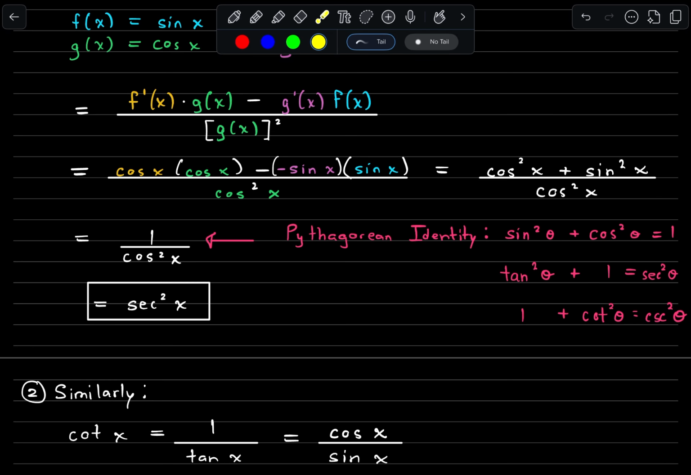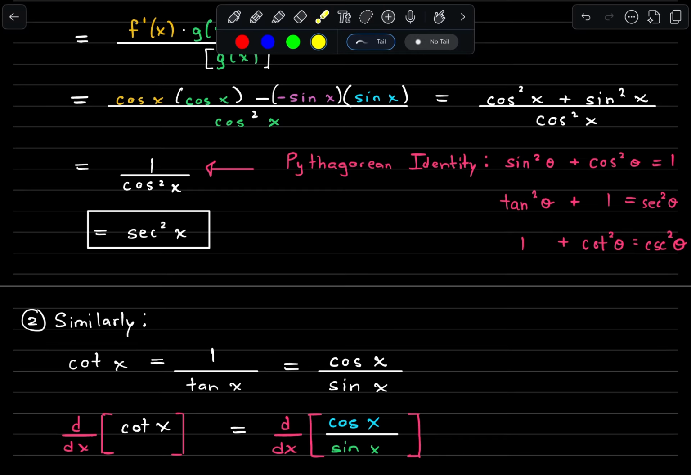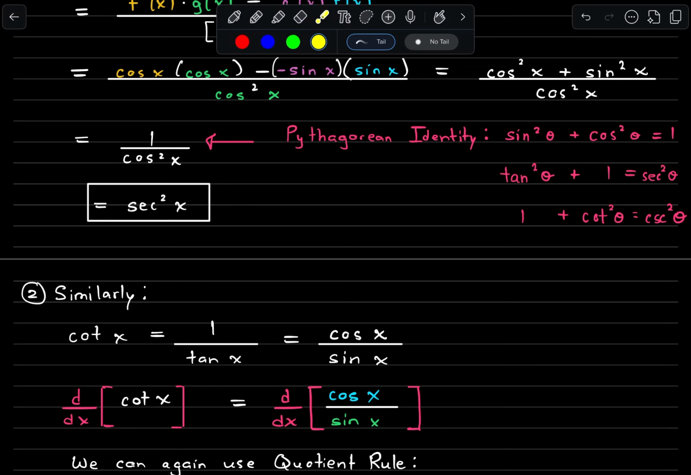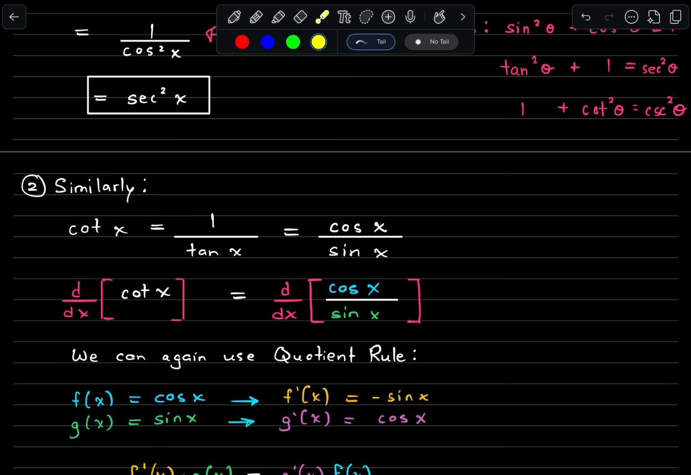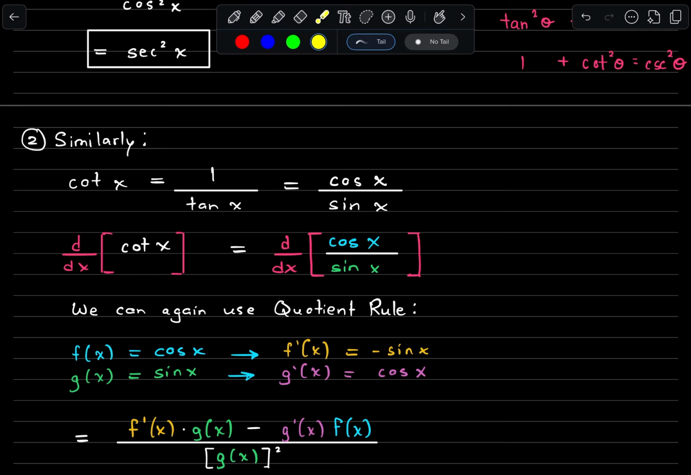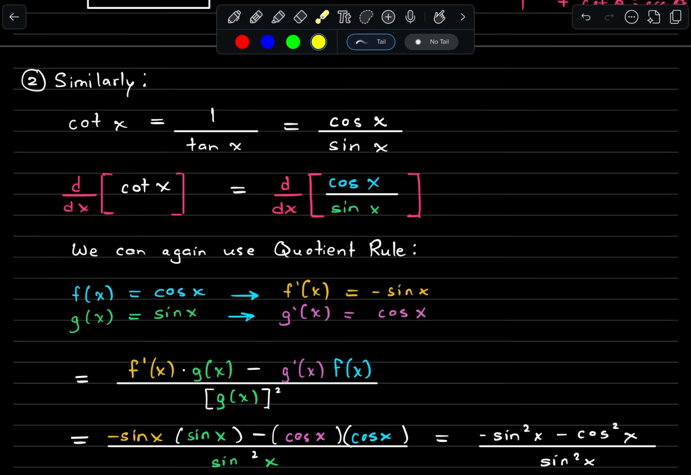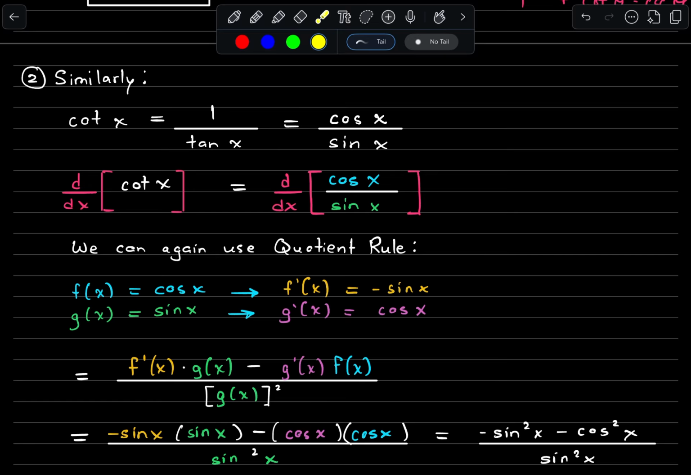Now let's try to do the same thing for cotangent. Like we just said, cotangent is defined as cosine of x over sine of x. If we're going to take the derivative of this, we can again use quotient rule. This time, f of x is equal to cosine x, g of x is equal to sine x, f prime is going to come out to negative sine, g prime is going to come out to cosine. We use our same formula. We plug everything into its appropriate place.